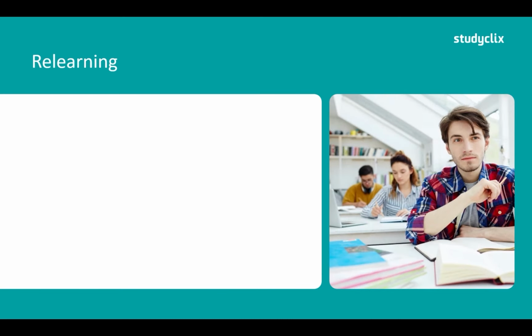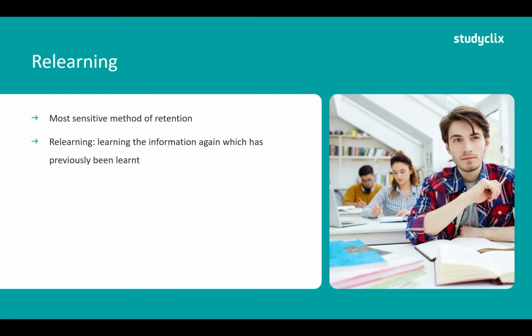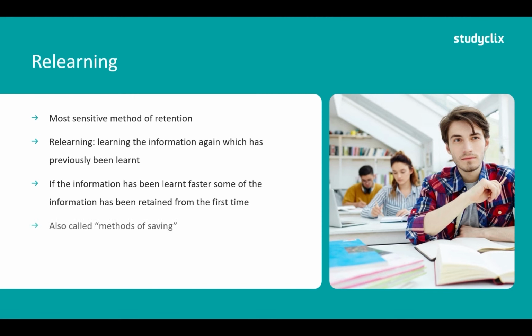Finally, we're going to look at relearning. So this is considered the most sensitive method of retention. So relearning is learning the information again, which has previously been learnt. So if the information has been learnt faster, that means some of the information has been retained from the first time it was learnt. So this is also known as methods of savings.